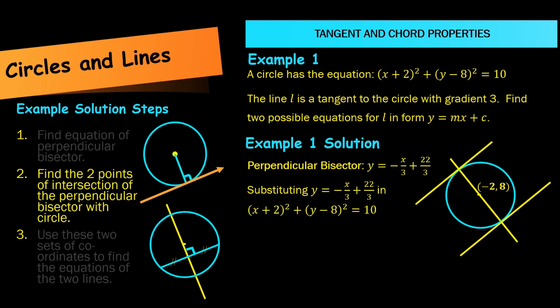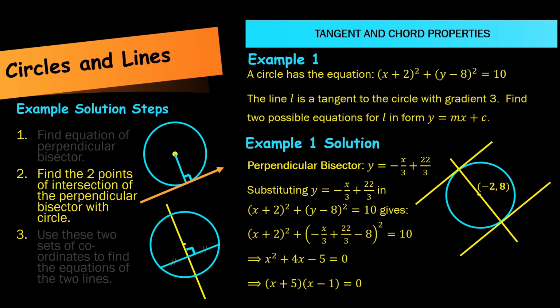We now have the equation of the perpendicular bisector, which is y = -x/3 + 22/3. We substitute this in the equation of the circle (x + 2)² + (y - 8)² = 10. And therefore we have (x + 2)² + (-x/3 + 22/3 - 8)² = 10. And tidying up gives us x² + 4x - 5 = 0. Then factorising gives (x + 5)(x - 1) = 0.